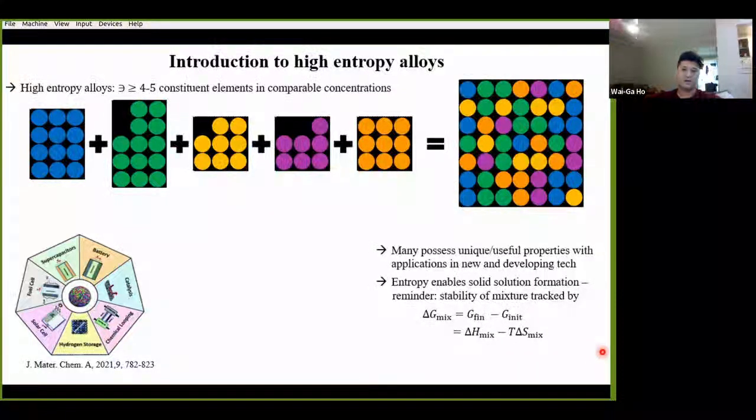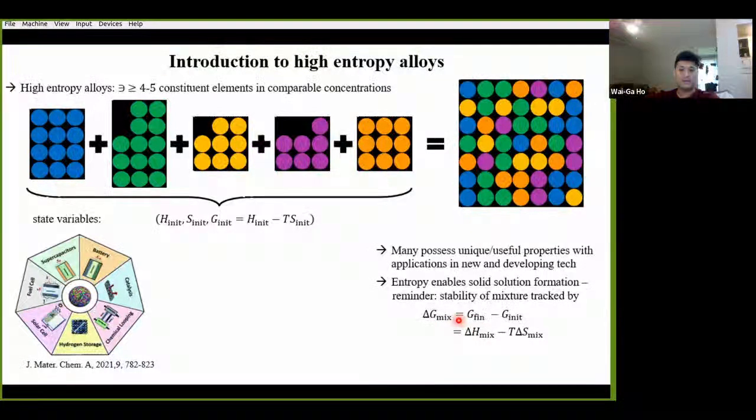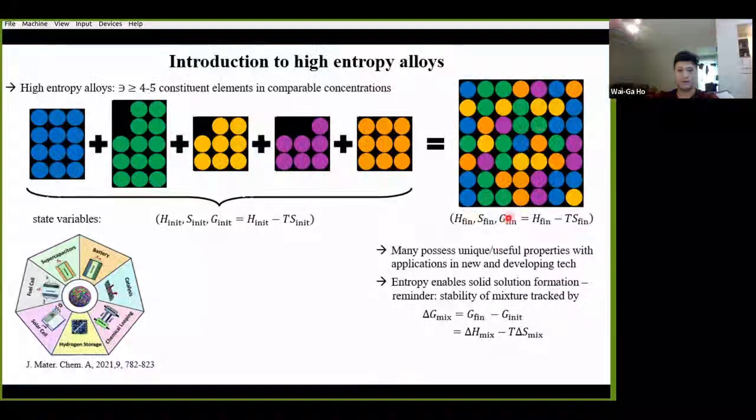Well, as a refresher, let me just remind everyone that the stability of a mixture is generally determined by the Gibbs free energy of mixing, delta G mix. So if I have some state variables to describe the problem before and then after the mixing, I can compare the initial state of pure elements to the final mixed product, as I do in this delta G mix, which equals G final minus G initial.